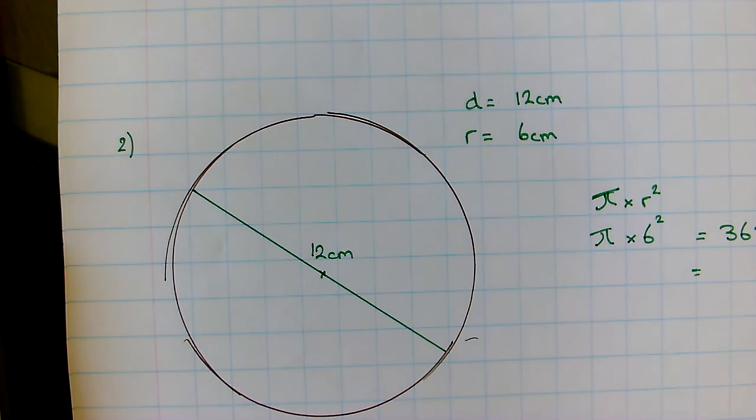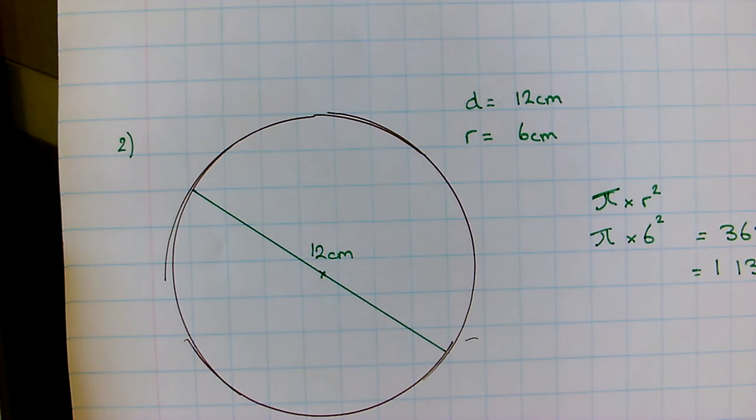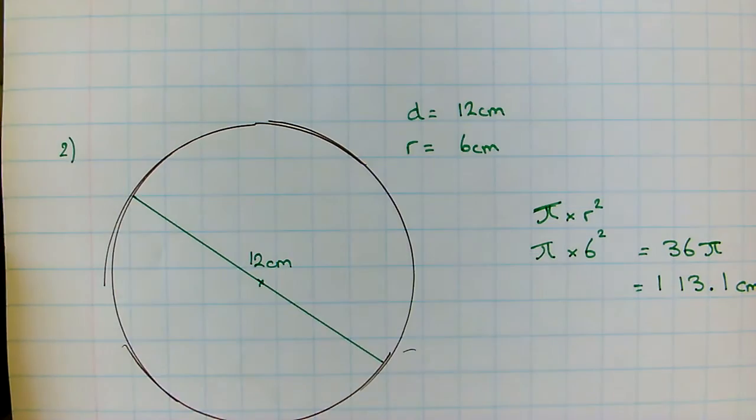And that's how I'm going to leave my answer if it asks me to leave it in terms of pi. But if it doesn't ask me to do that, then I need to go the next step, press that SD button, and we get 113.1 centimetres squared to 1 decimal place. Sorry, just out of shot there.